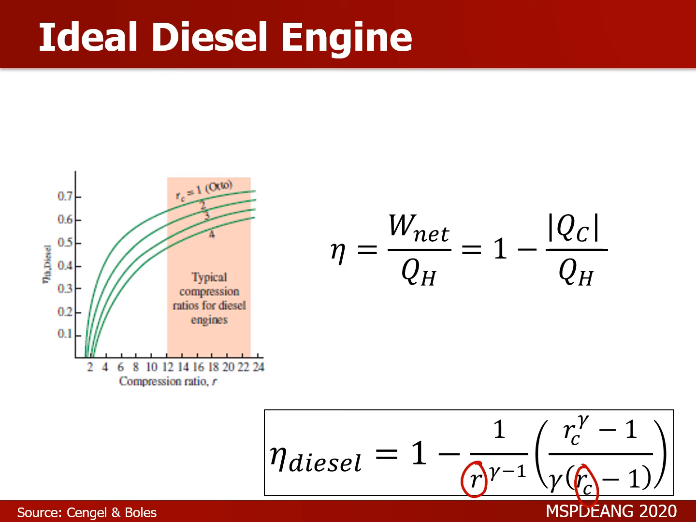And as I've mentioned earlier, the compression ratios for diesel engines are much higher compared to auto engines. Okay, so for auto engines between 8 to 11, but for diesel engines between 12 to even as high as 23 in the compression ratio, since we don't have any fears of auto ignition.